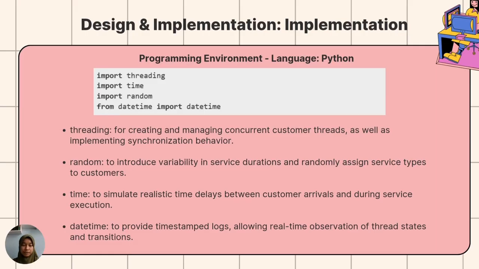Next is our programming environment. Our simulation was built in Python using only core modules, such as threading for creating and managing concurrent customer threads. Random is added to introduce variability in service duration and randomly assign service types to customers. Time is added to simulate realistic time delays between customer arrivals and during service execution. And then datetime is for providing us with timestamps for clear tracking.